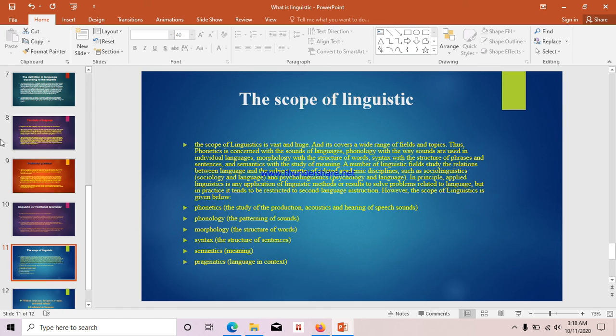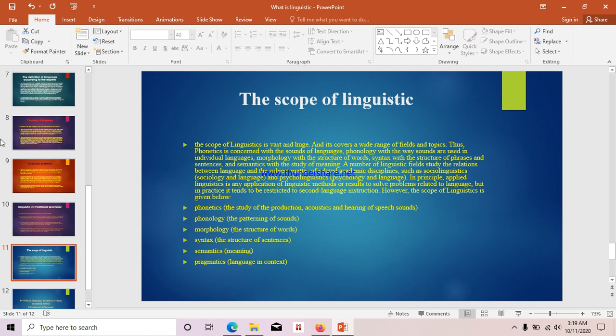The scope of linguistics. The scope of linguistics is vast and huge, and it covers a wide range of fields and topics. Thus, phonetics is concerned with the sounds of language, phonology with the way sounds are used in individual languages, morphology with the structure of words, syntax with the structure of phrases and sentences, and semantics with the study of meaning. A number of linguistic fields study the relation between language and the subject matter of related academic disciplines, such as sociolinguistics and psycholinguistics.